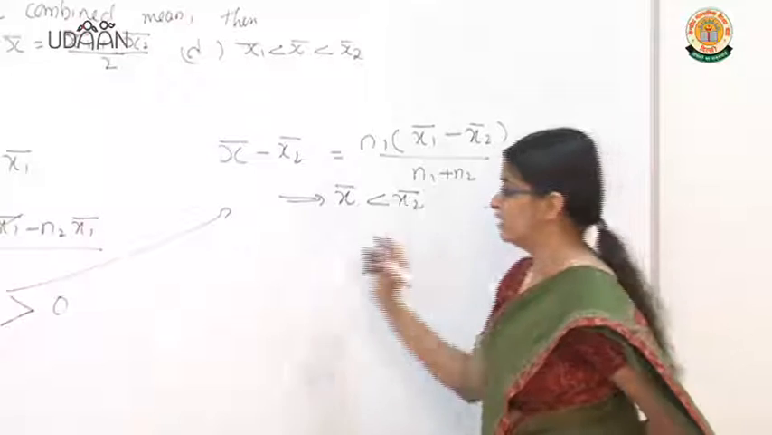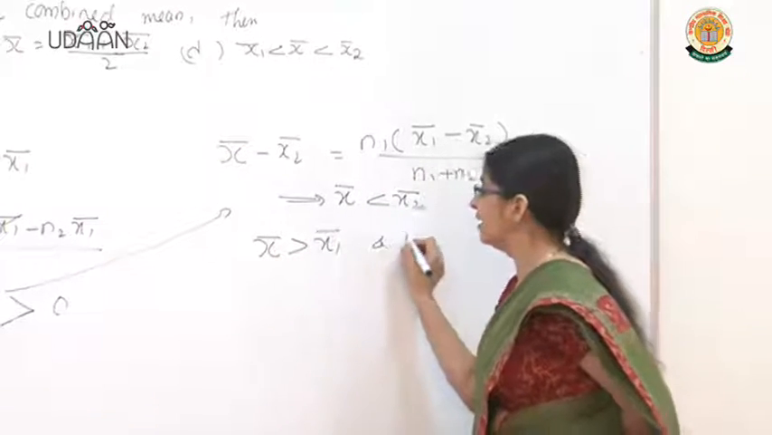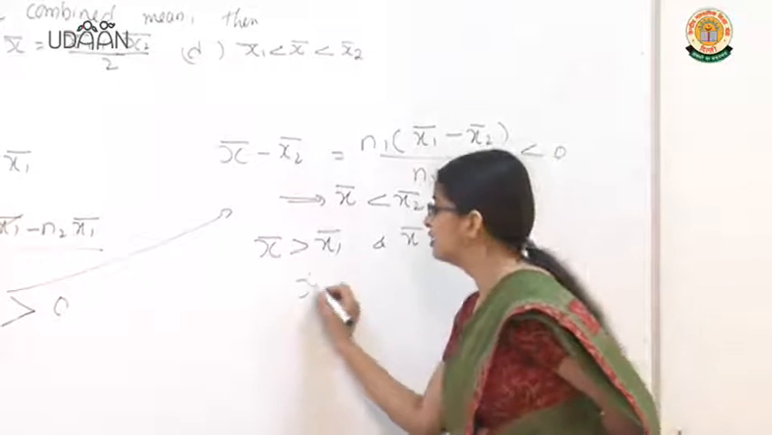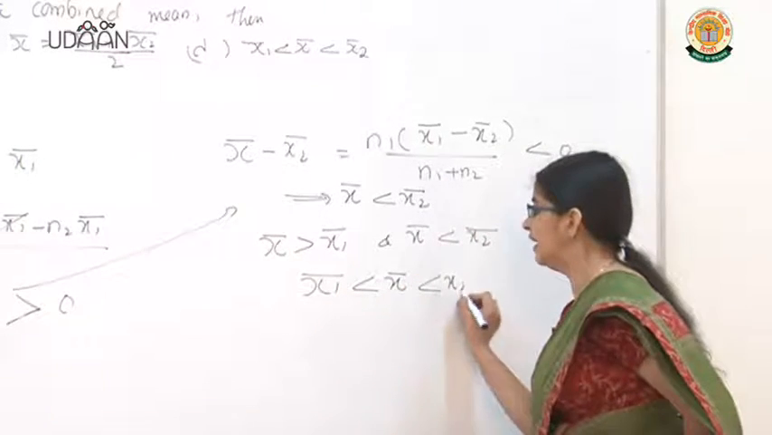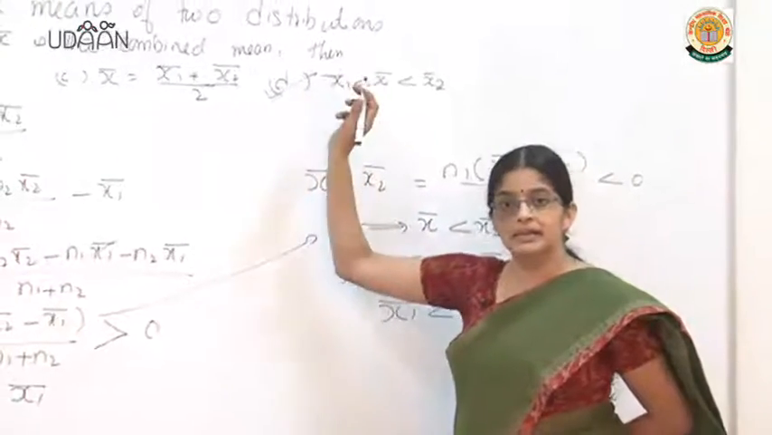Combine these two relations. We have x bar greater than x1 bar and x bar less than x2 bar. See which option is correct? x1 bar less than x bar less than x2 bar. Option D is correct. Clear, beta?